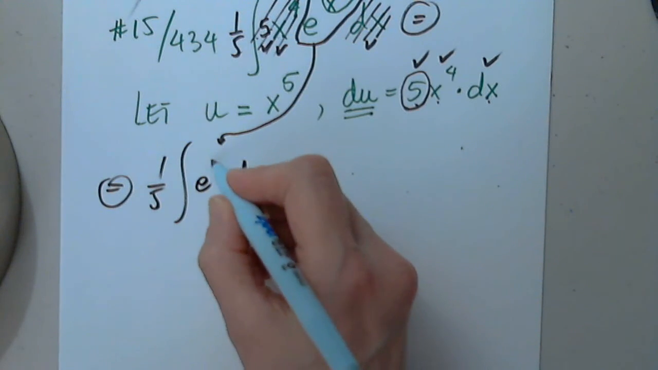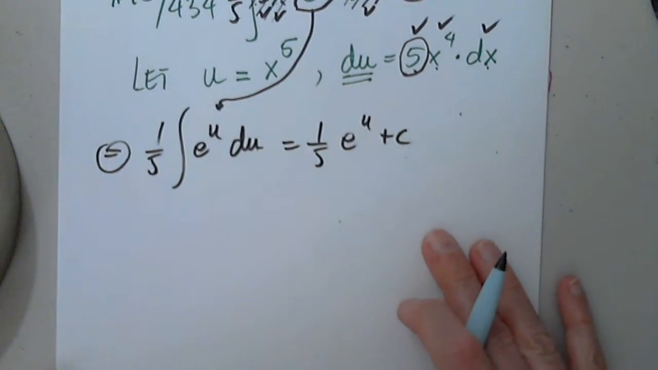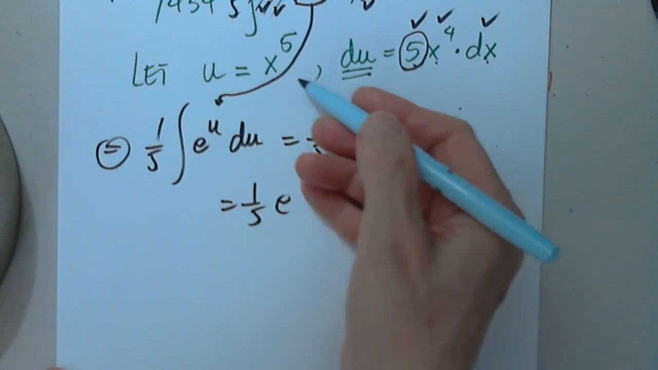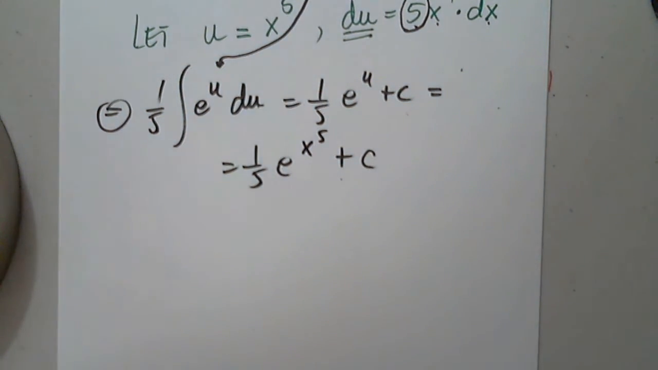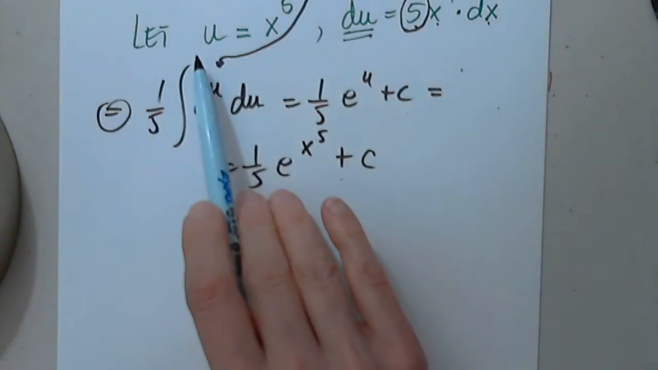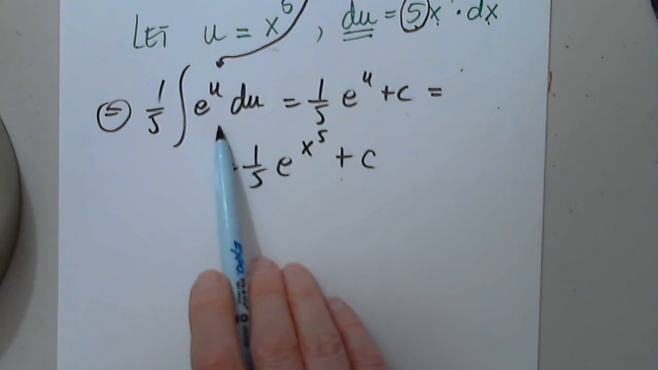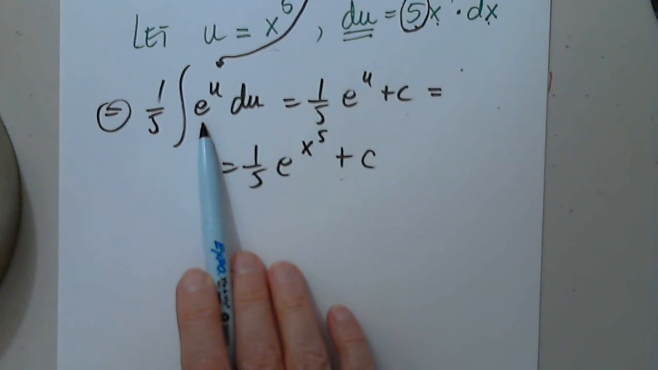E to the u power. That's it. 1/5 e to u plus a constant c. It's done. 1/5 e, I have to plug it in now, x to the 5th plus a constant c. So one more time, the substitution helped us. It simplified all this into something that we can handle very easily.